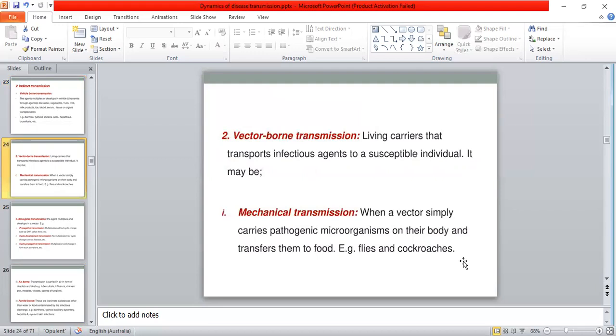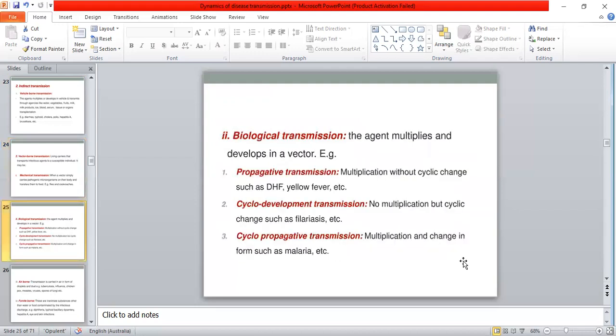Vector-borne transmission. Living carriers that transport infectious agents to a susceptible host. It may be mechanical transmission. Mechanical transmission is when a vector simply carries pathogenic organisms on its body and transfers them to food, for example, flies and cockroaches. Biological transmission. In biological transmission, the agent multiplies and develops in a vector.